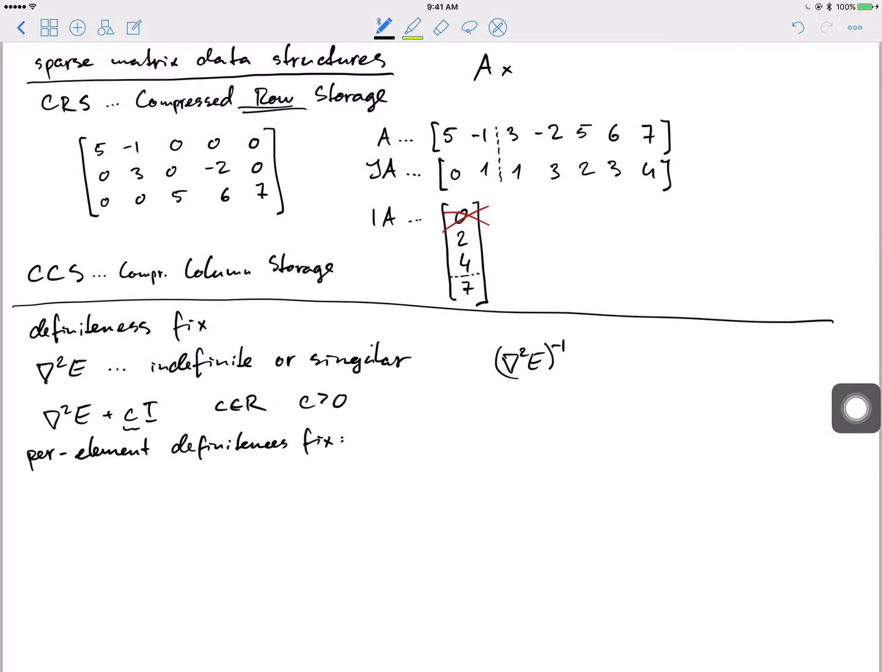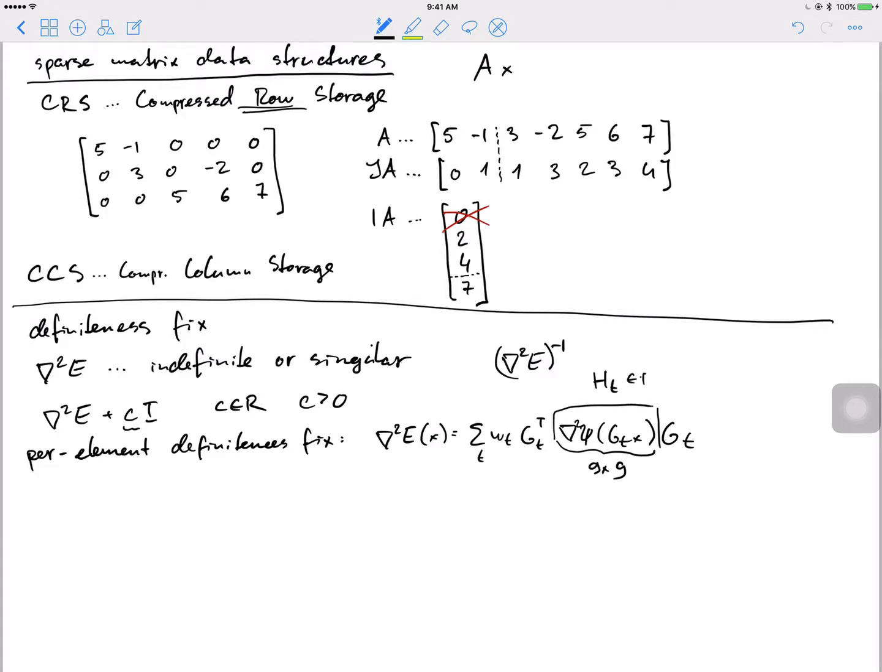So let me maybe copy it quickly over. So basically we are looking still at this, right? So that's the sum of T of WT, GT transpose, the Hessian of the material at GTX and now at GT. So the idea is to apply the definiteness fix just to this 9 by 9 matrix, okay? Because that is sufficient, right? Let me call this H of T. Okay, it's a 9 by 9 matrix.